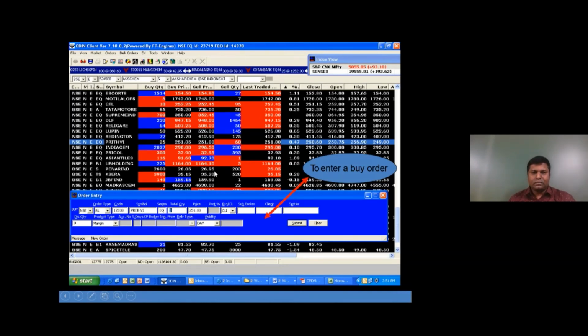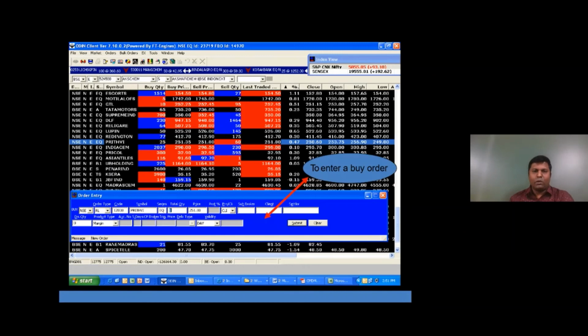What is a market order? I'll say whatever the price is there, I will buy at 251.80. So what happens if, by the time you place an order, the price has changed from 251 to 251.90? You will not be able to buy that stock. So 251.80 will be there in your terminal as a pending order.